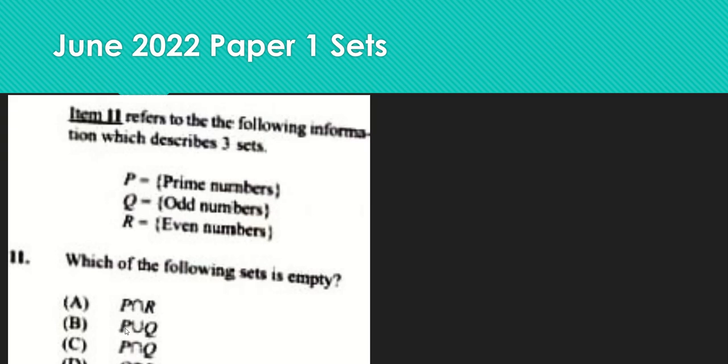Anything with union, if you combine the two, that is out of the question. P intersected Q, there are a lot of odd numbers that are prime numbers. So the answer is D, although we're not seeing the record thing. It says Q intersects R, meaning that Q and R have nothing in common. That is true. So that is the empty set.